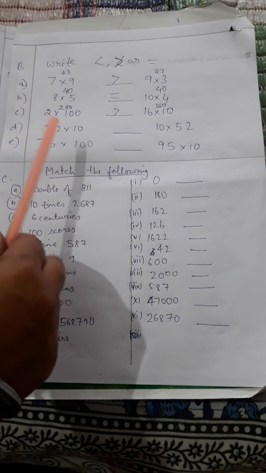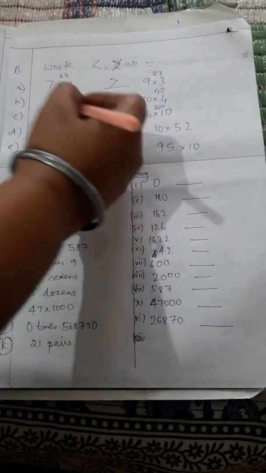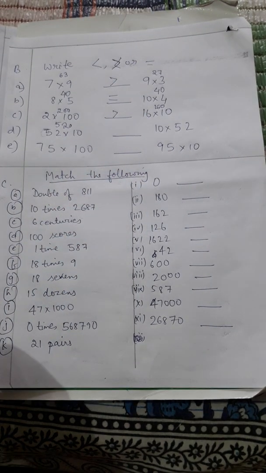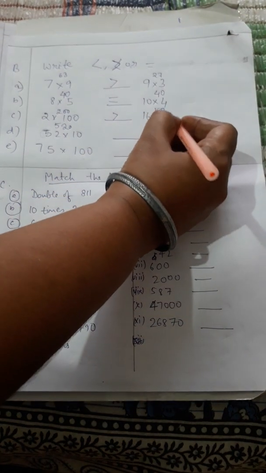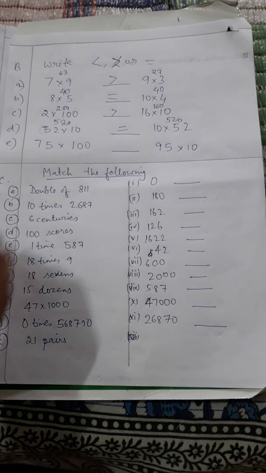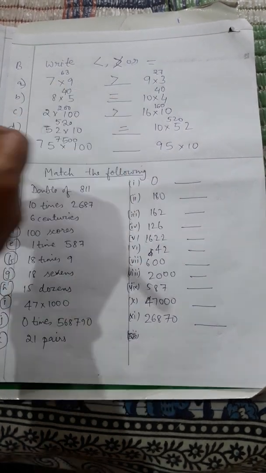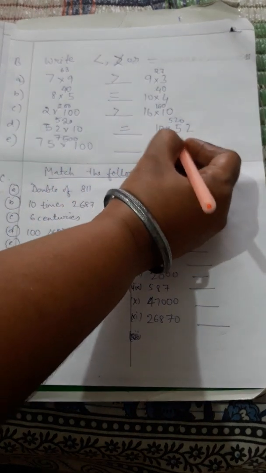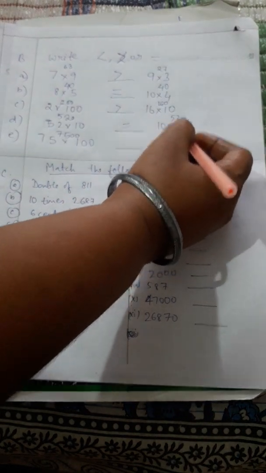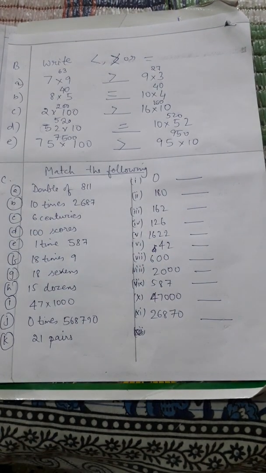Next, 52 into 10 will be how much? 520. And 10 into 50 is 520. Now see, both the sides are 520, so both the sides are equal. Give an equal sign. Next, 75 into 100 will be how much? 7500. And 95 into 10 will be 950. So which one is greater? 7500. So give an arrow sign like this.